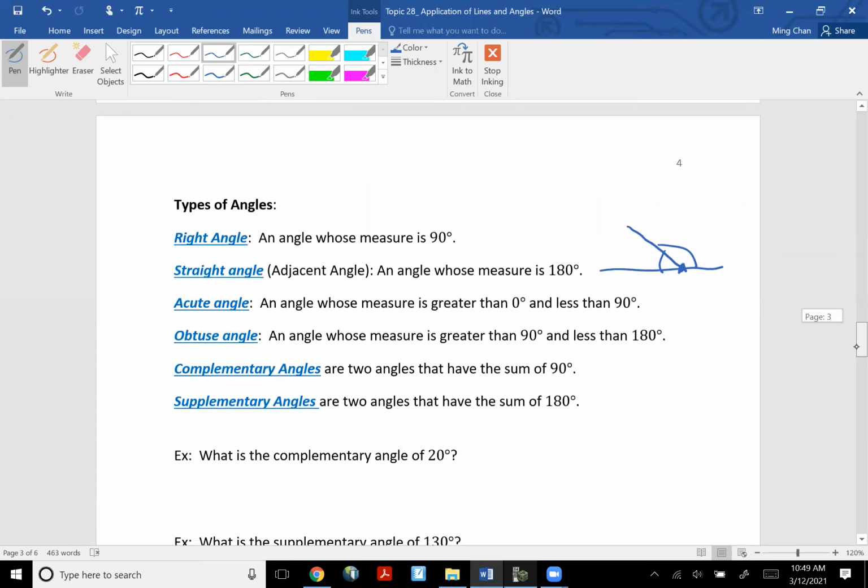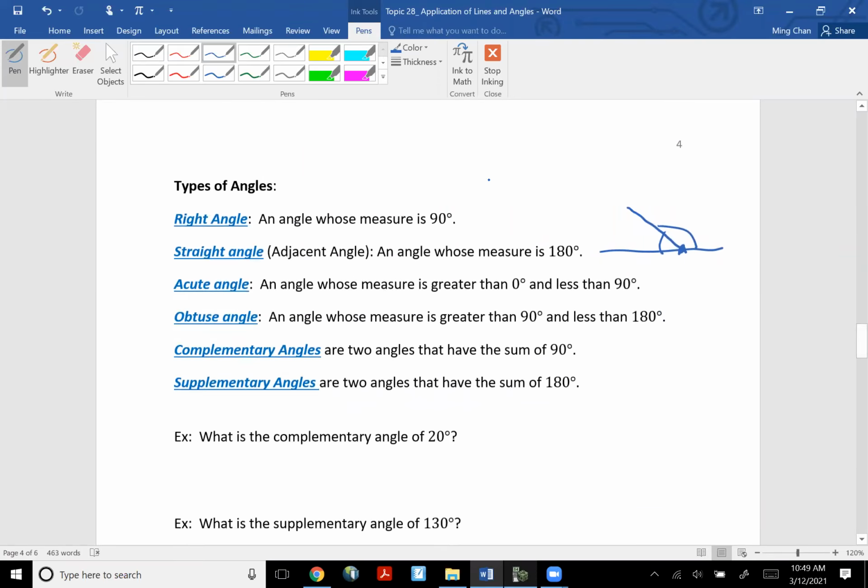All right, different types of angles. Right angles, 90 degrees. A right angle means I have two rays that form a 90° angle. A straight angle means I have two rays that form a straight line. Therefore, a straight line has a sum of 180 degrees. So if I have three lines intersecting at one point, then all the angles sitting on the same straight line will be 180 together.